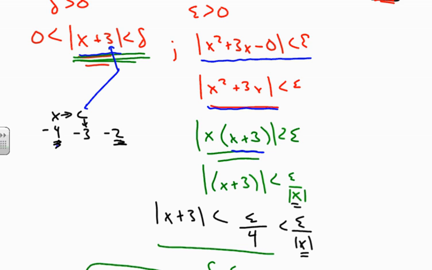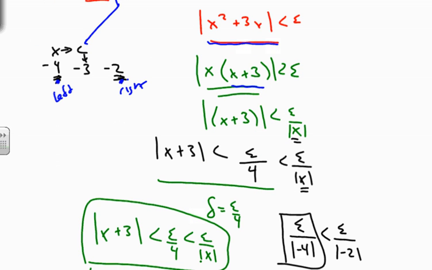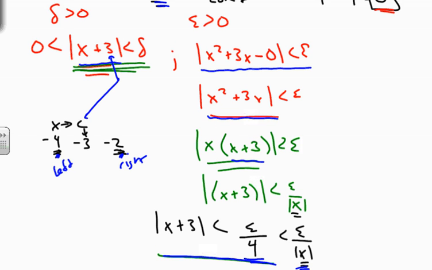We pick two integers to the right and left of that. We compare those two integers when we plug them into this value right here. We realize that when we plug in -4, the absolute value of that is going to be less than the absolute value of -2. And there, we're going to put that in here. Once we have this, we can figure out delta is going to be equal to epsilon divided by 4, because these two inequalities are very similar.